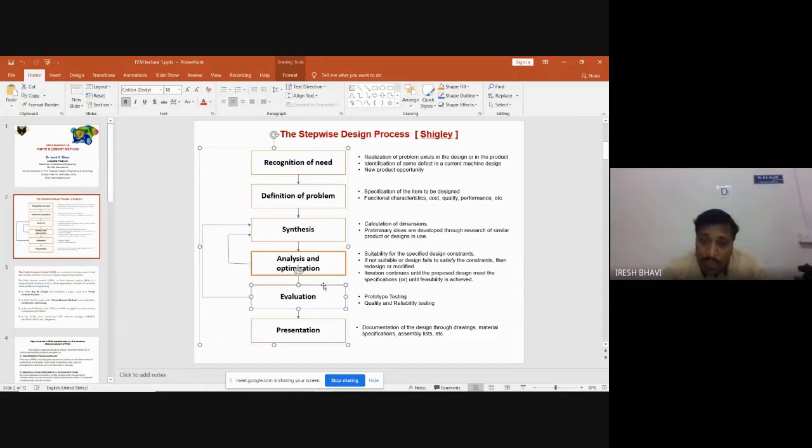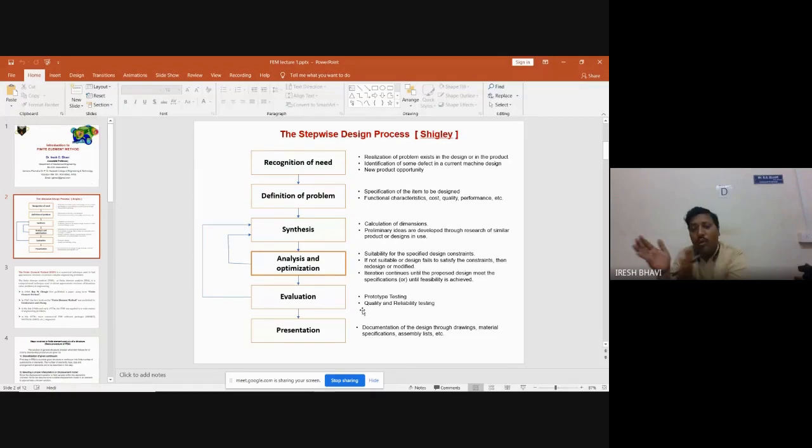Once it is okay in evaluation, after prototype testing, if it is 100% okay, they will send it for presentation. Means they will present it to the concerned person. For example, for manufacturing, the design person will send the documentation of the design to the manufacturing person for the manufacturing purpose. That is called presentation. And presentation of the design document is always with the help of what? Engineering drawings only, no? Because drawing is the language of an engineer.